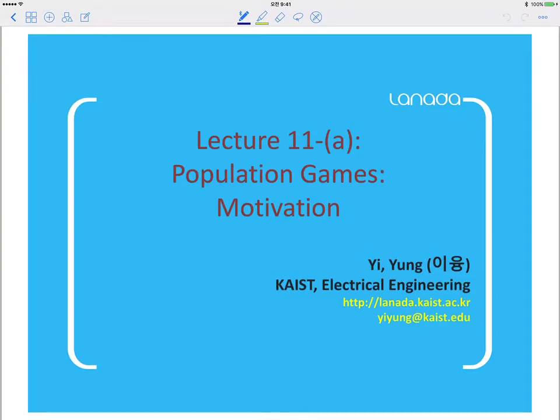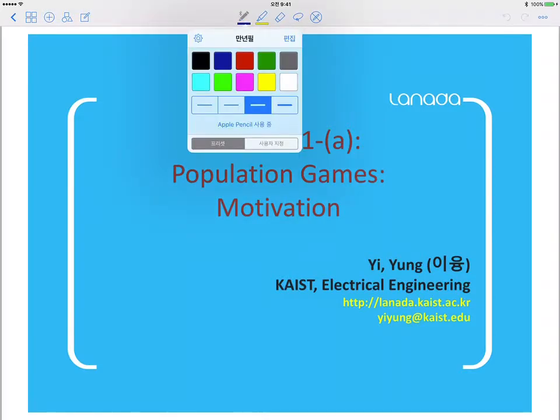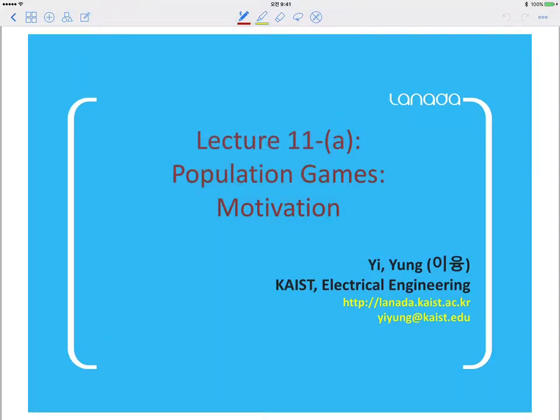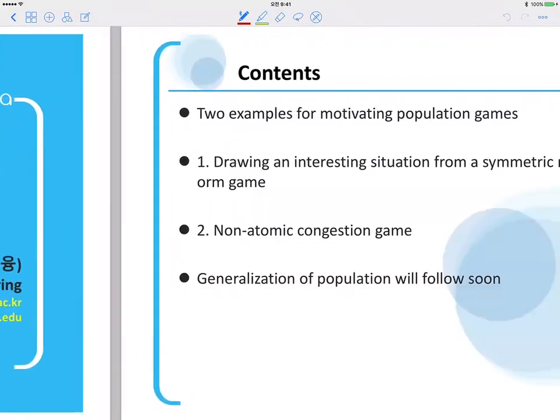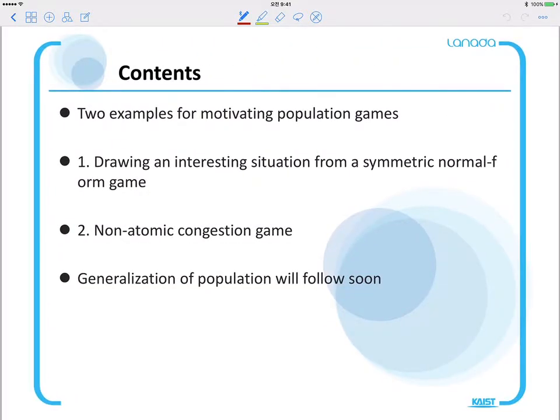Okay, this is lecture 11, part A. We're going to talk about something called the population games, and this part A is going to provide you some motivation about why we need the population games, why it is useful, and what actually the population is. I'm going to talk about more general stories in the next lecture.